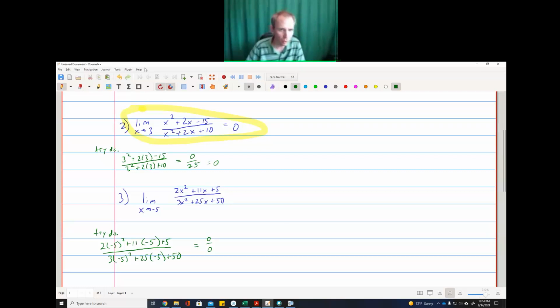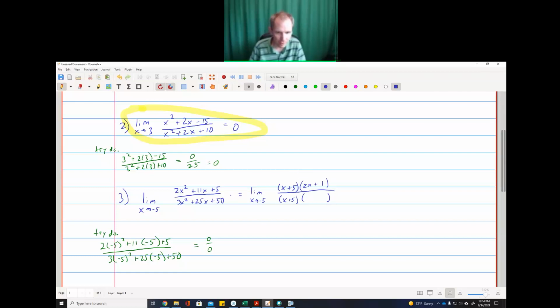Okay, 0 over 0, once again, that tells me I'm not allowed to use direct substitution, but it also tells me that this will factor. So negative 5 is a root, so x plus 5 is a factor. In the numerator, to get a 2x squared, I have to multiply x by a 2x. To get a 5, I have to multiply a 5 by a 1. And so I double check, right? 2x squared plus x plus 10x will give me my 11x, and then 5.